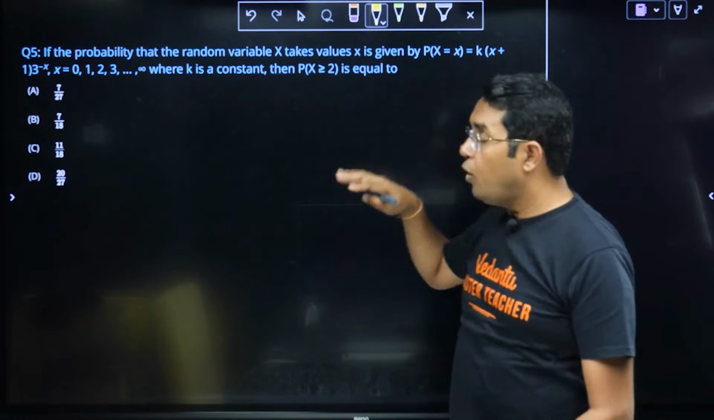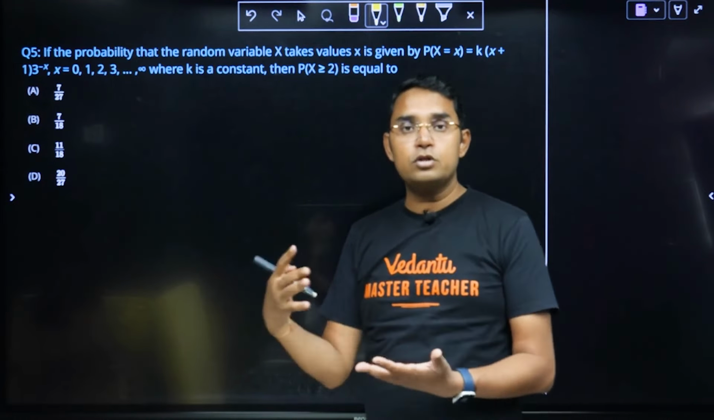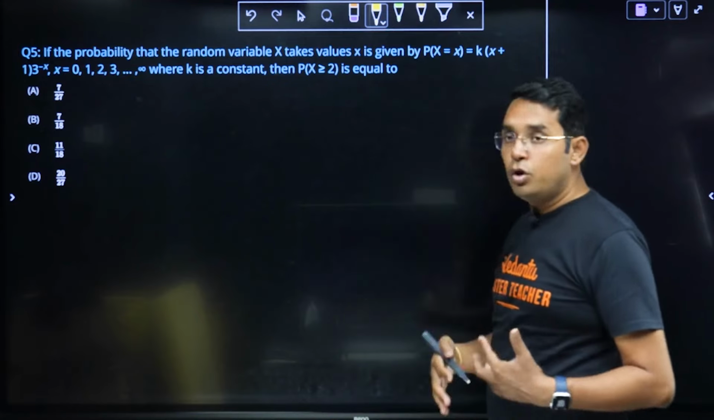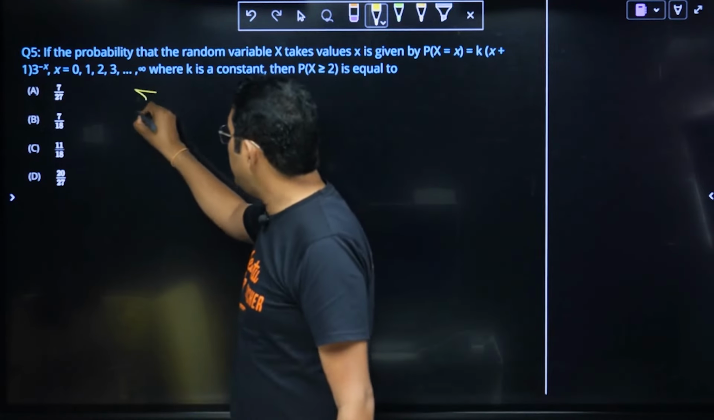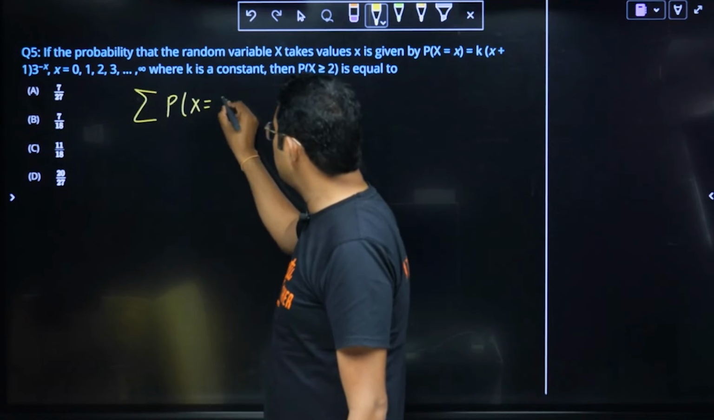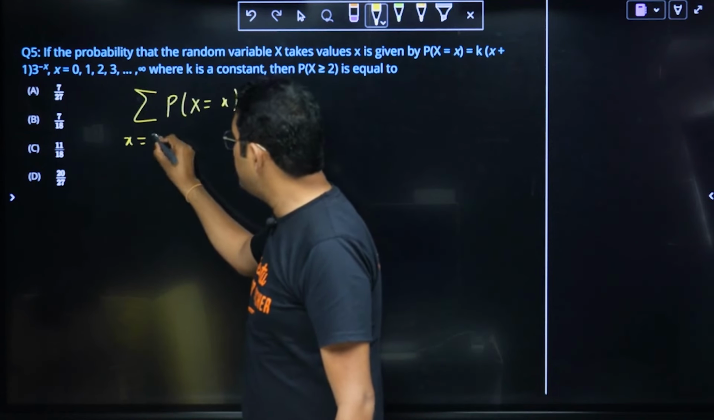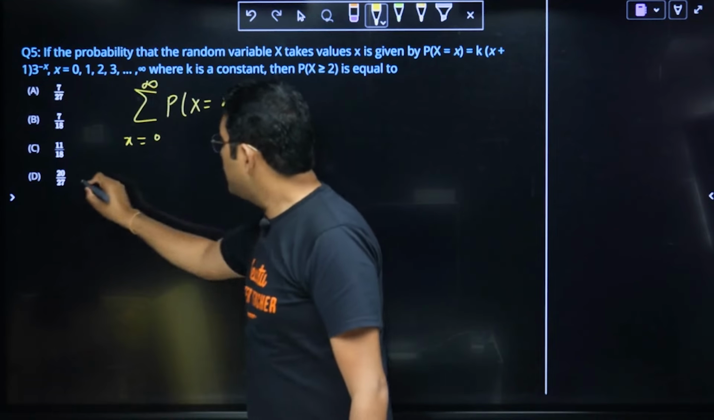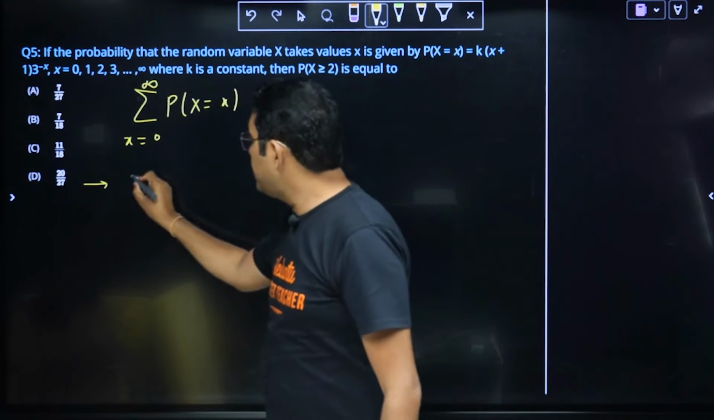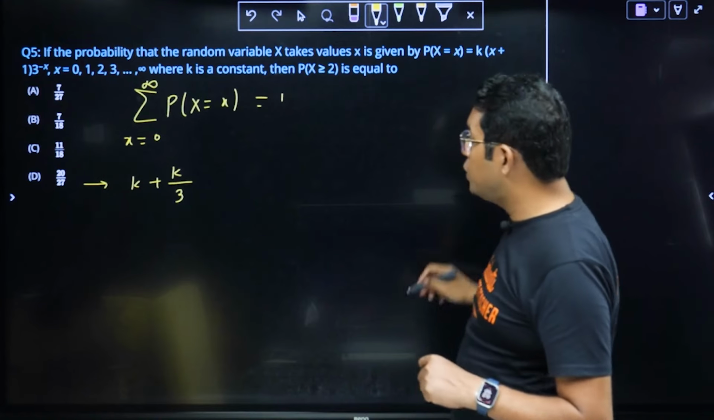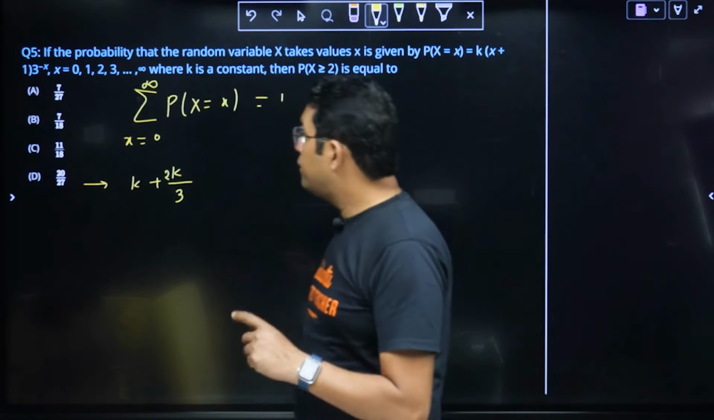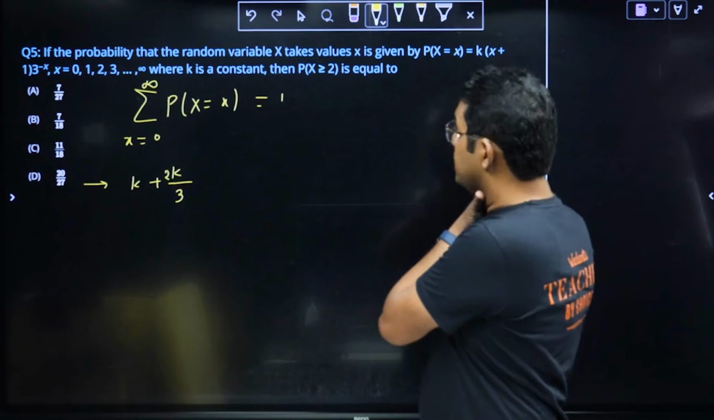Now please see, if I add all possible probabilities for x equal to 0, 1, 2, 3 up to infinity, the sum of all such probabilities should become equal to 1. What I am saying, the summation of probability of x equal to small x, where small x varies from 0 to infinity, has to be equal to 1. Now if I keep putting x equal to 0 here, my first probability comes out to be k. Then next would be, when you put x equal to 1, it will be 1 plus 1, 2. Sorry, it will be 2k upon 3. For 0 it was, yeah, that was right.